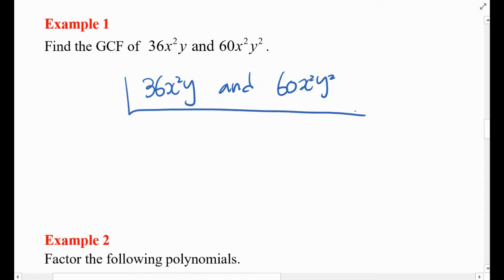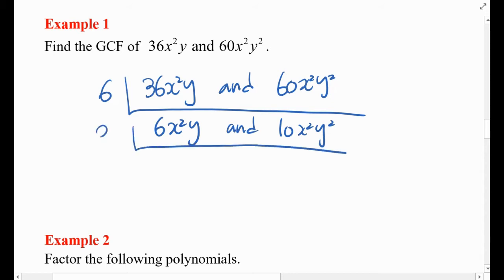And we're going to find the GCF of those two expressions. So we're going to divide both expressions by 6. Then 6x squared y and 10x squared y squared. Can we do more? What number would you use to divide those two expressions? Let's choose 2. Okay, can we do more?